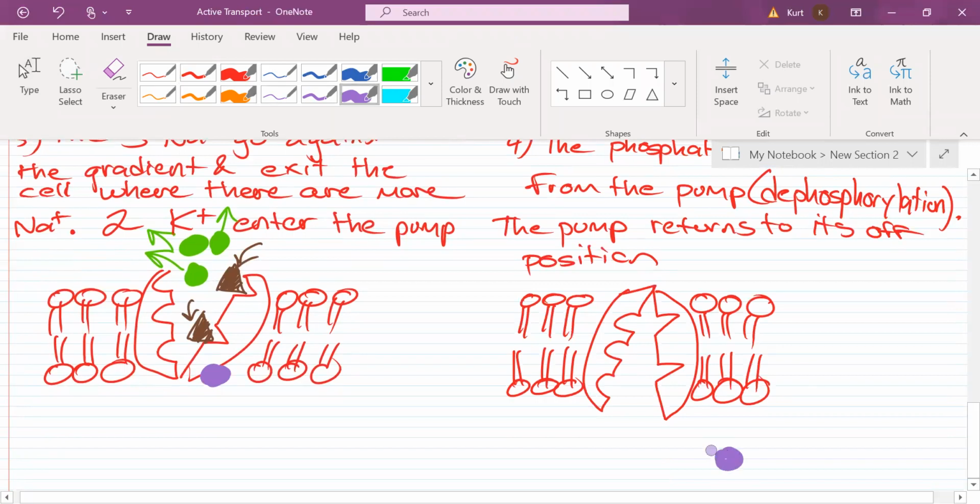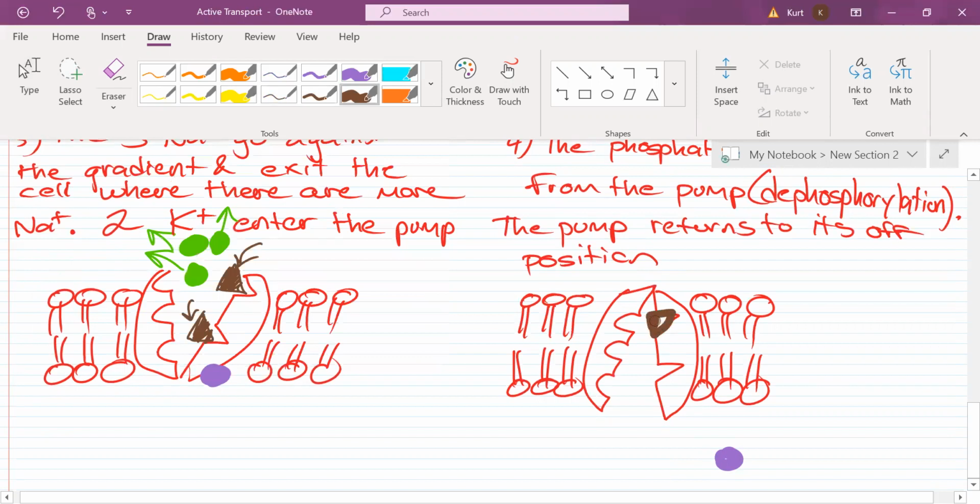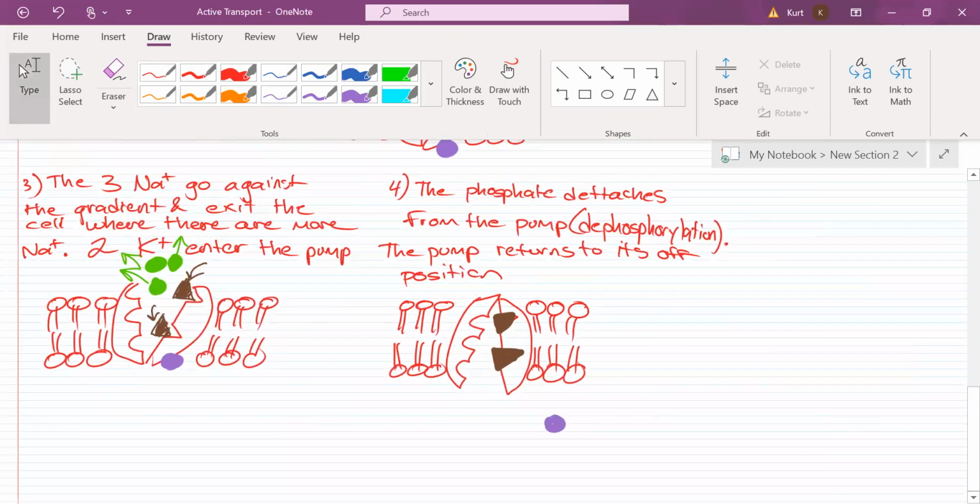Okay, the phosphate is off. And what do you think is going to happen in the 5th and final step? What's going to happen to those 2 potassiums? They're going to move into the cell.